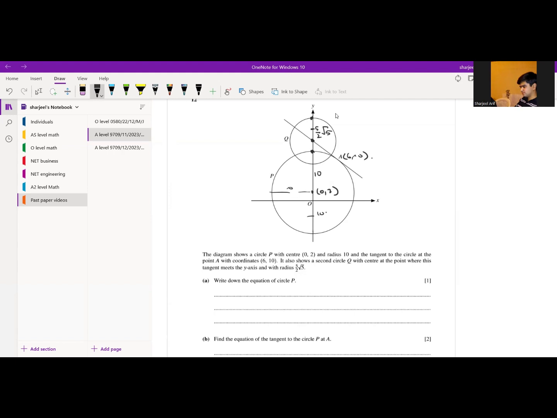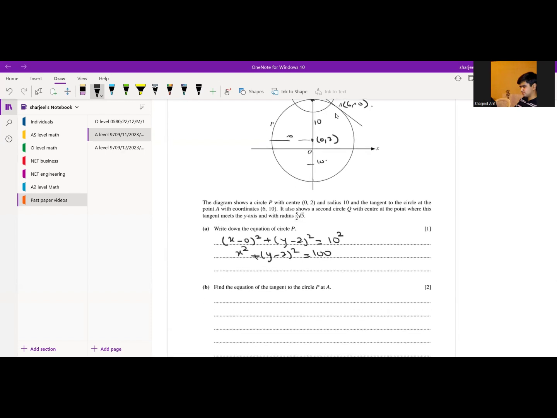So first we have to find the equation of the circle. That would be simple. We have the coordinates of the center, that is 0 and 2. So we will write it as x minus 0 whole square plus y minus 2 whole square equal to r square, and radius was 10, so 10 square here. So we will get x square plus y minus 2 whole square equal to 100. That's your answer for part 1.